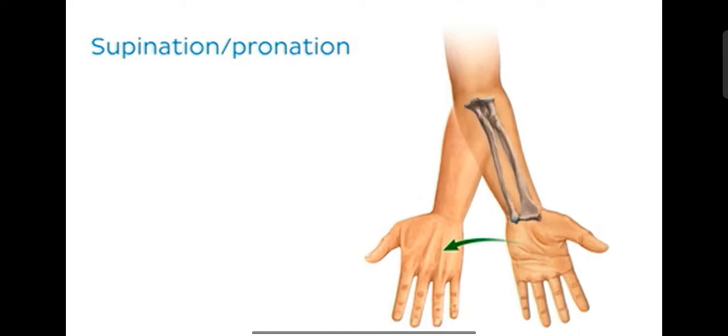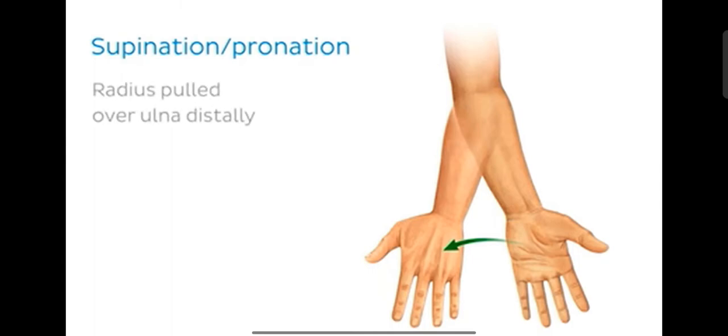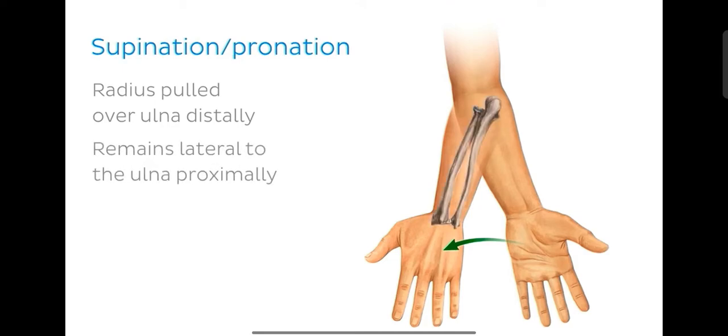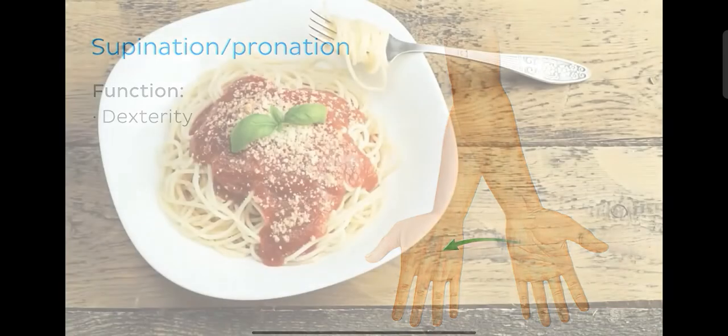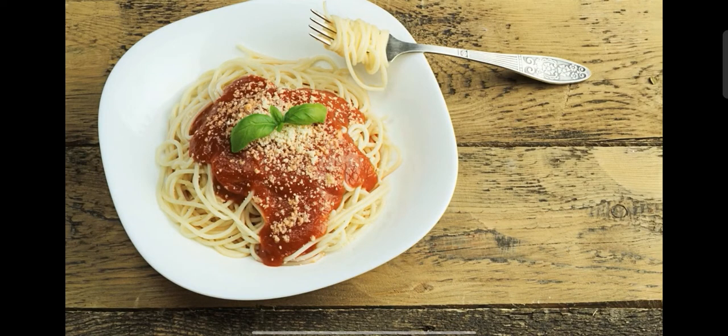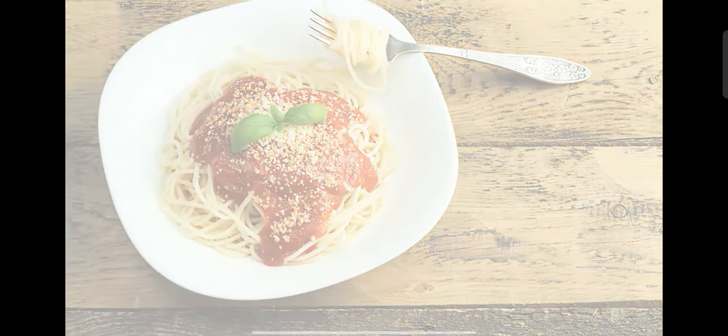For this movement to occur, the radius is pulled up and over to the medial side of the ulna at the distal end, whilst then remaining lateral to the ulna proximally. The ability to twist the forearm in this way gives us a lot more dexterity at our hands, allowing us to screw in a light bulb or twirl spaghetti round the fork. I think this is good for all the pasta lovers out there.